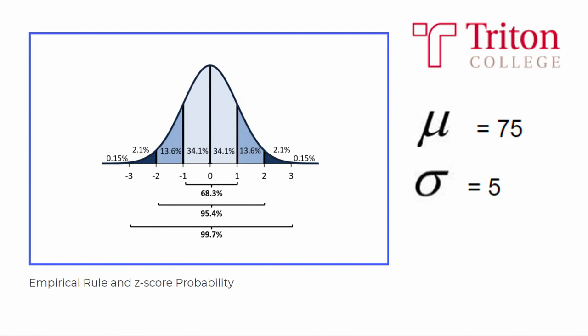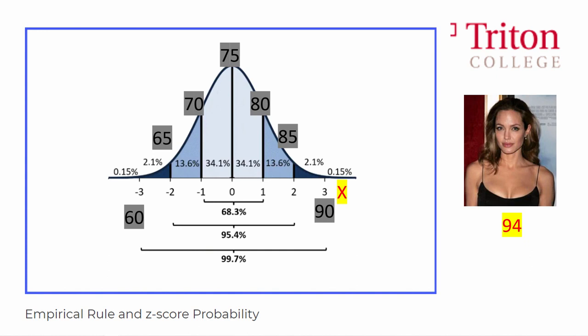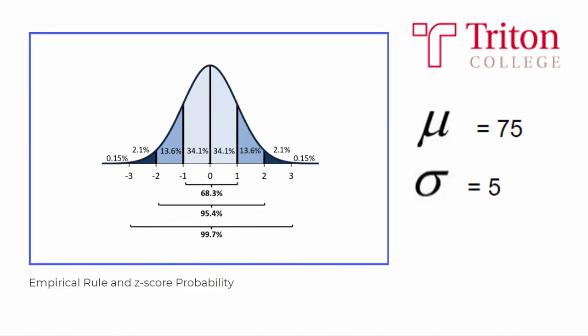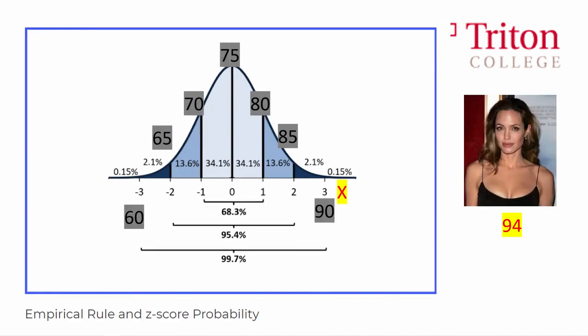All right, so let's move on a little bit. Let's go to the following scenario. We've got our student here, Angelina, on the right. Angelina is a student of ours, and let's put some context to what we've got here. We're still going to use the same numbers. We'll still use 75 for our mean, and 5 for our standard deviation. So Angelina is in our class, and she's going to take our test tomorrow.